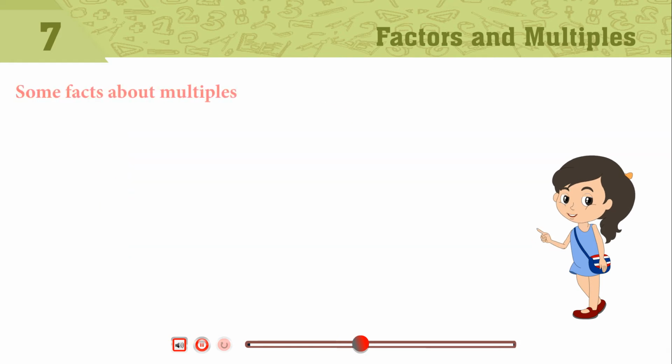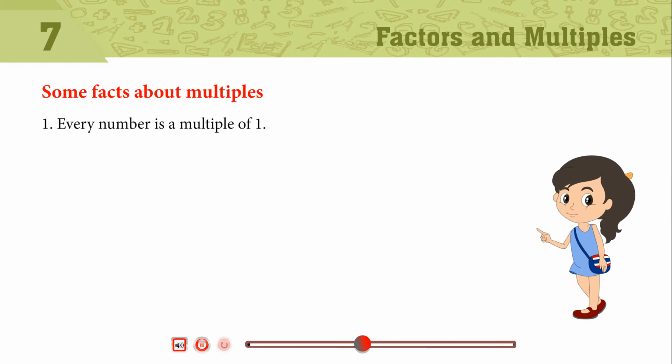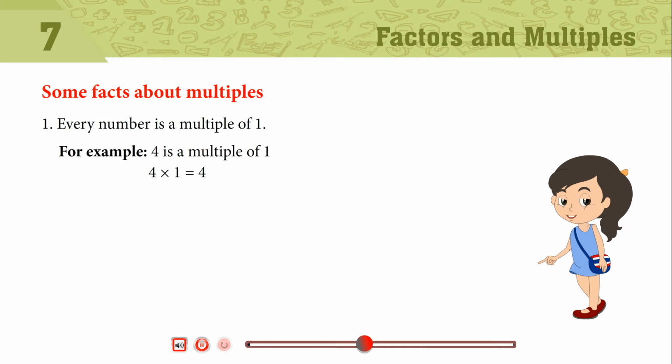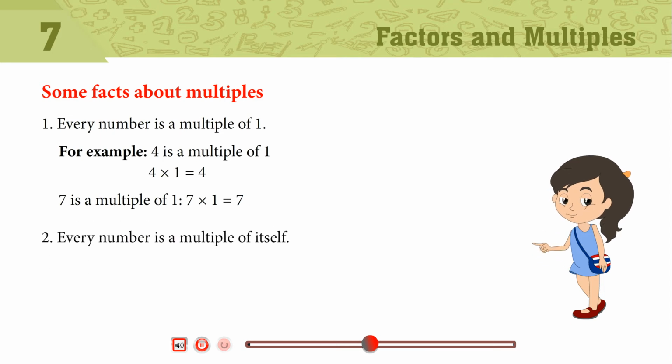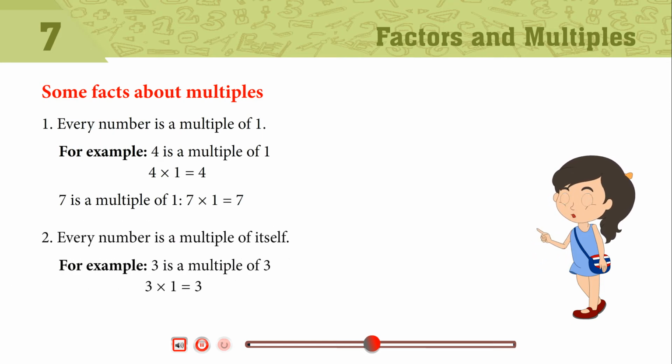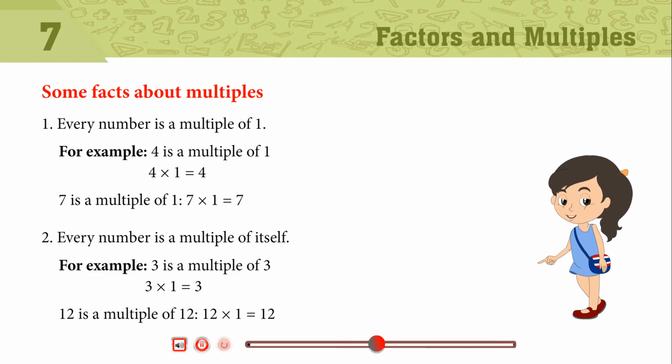Some facts about multiples. Every number is a multiple of 1. For example, 4 is a multiple of 1: 4 into 1 is equal to 4. 7 is a multiple of 1: 7 into 1 is equal to 7. Every number is a multiple of itself. For example, 3 is a multiple of 3: 3 into 1 is equal to 3. 12 is a multiple of 12: 12 into 1 is equal to 12.